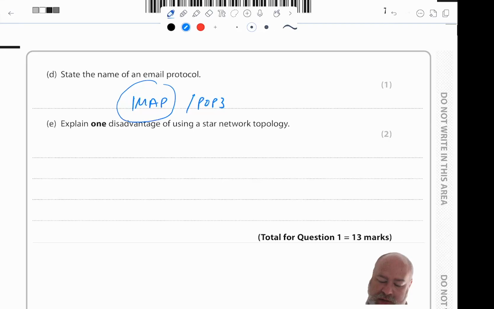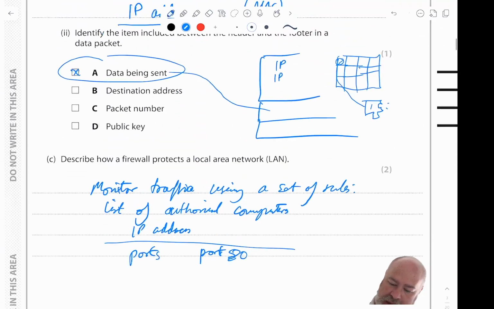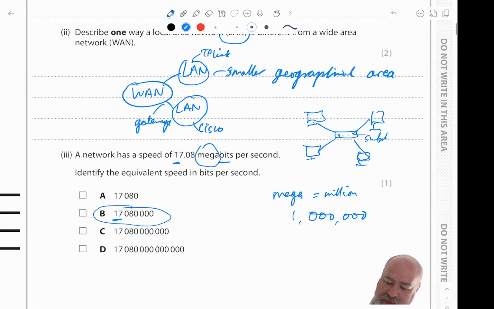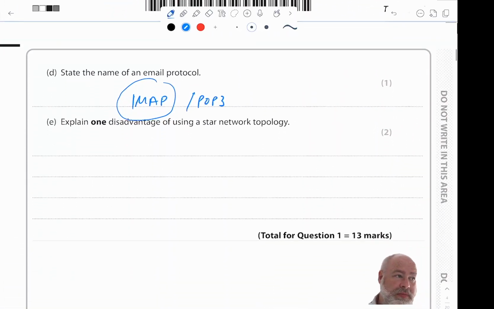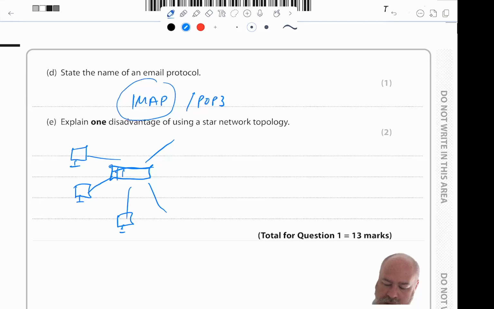Explain one disadvantage of using a star network. Well, we actually had a little look at star networks. And if we look back at the one I drew earlier, if this switch fails, then all the devices will stop working. Okay, so you've got all of these computers, and they're all connected, sort of like a star shape, to a switch, which handles all the traffic. So if that fails, then that's going to cause a problem.